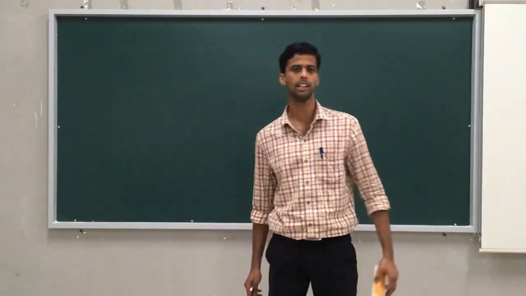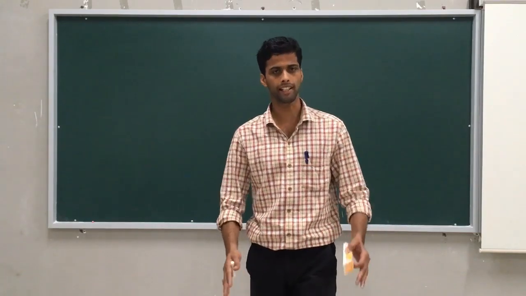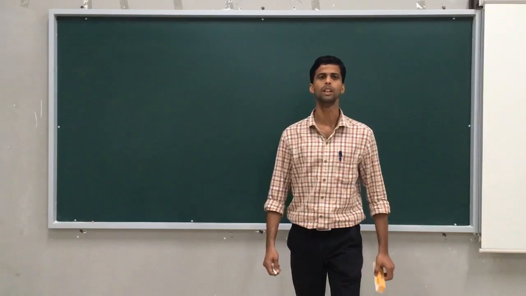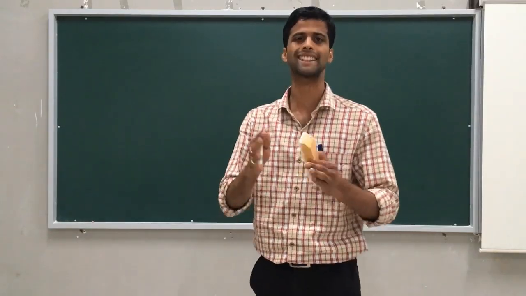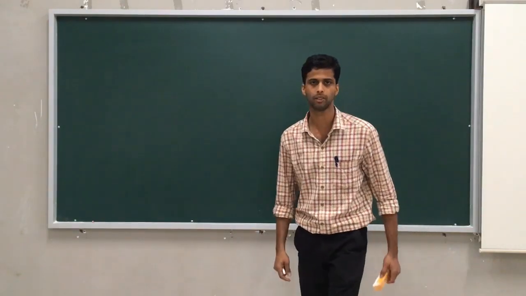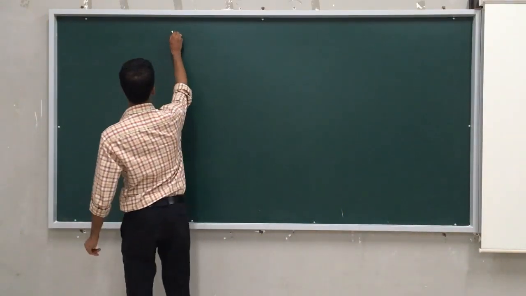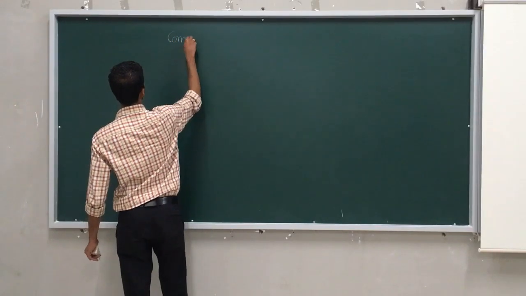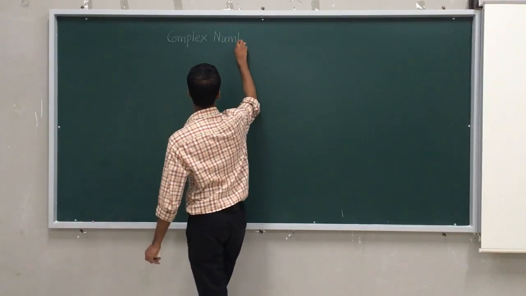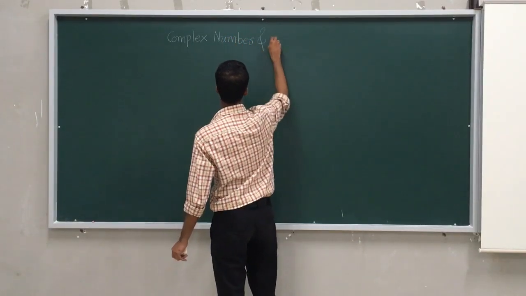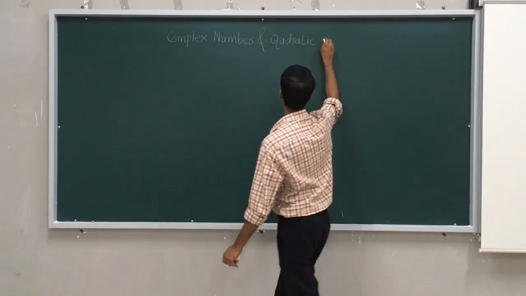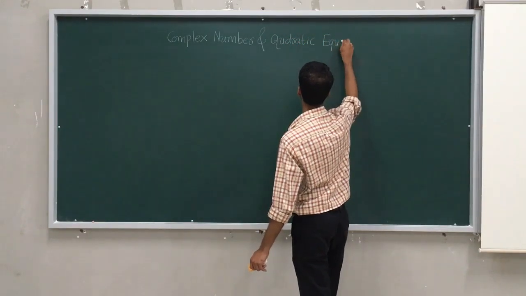Now we will begin with the new chapter, which is of greater importance from a knowledge point of view as well as from your scoring point of view. The new chapter is complex number and quadratic equation. Now you wonder why they kept the name complex number, and you have one more question: why they have kept the quadratic equation chapter with complex number. So that is today's topic.